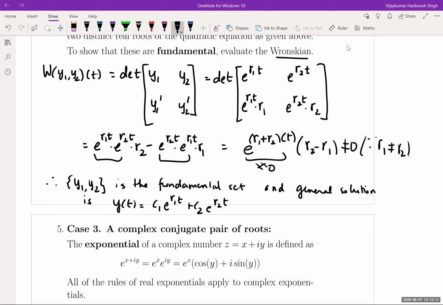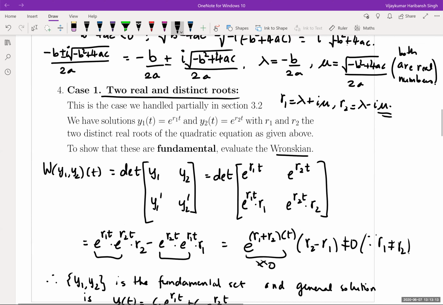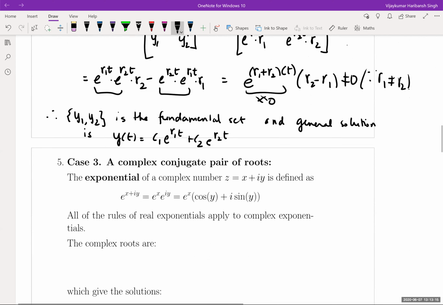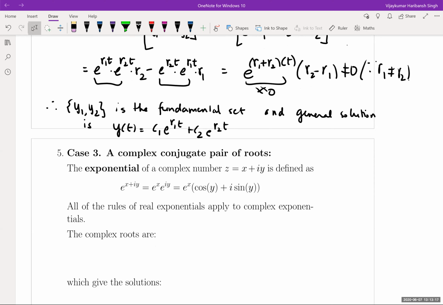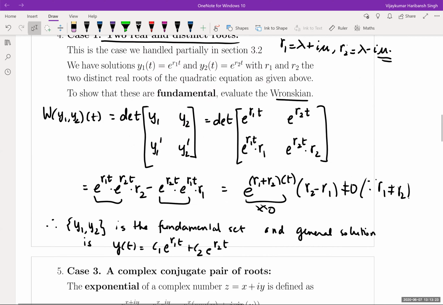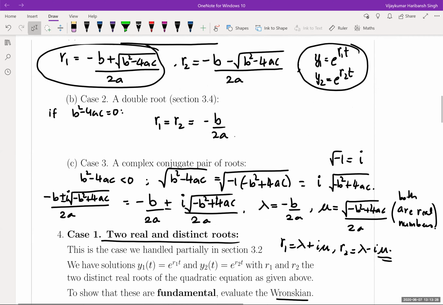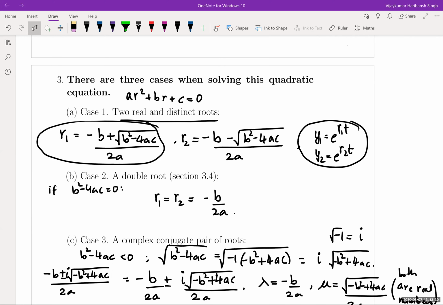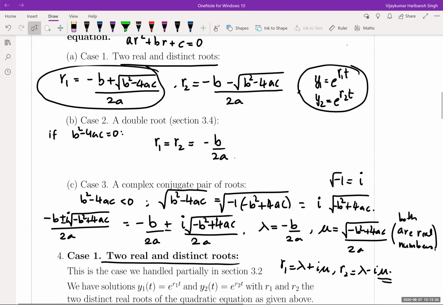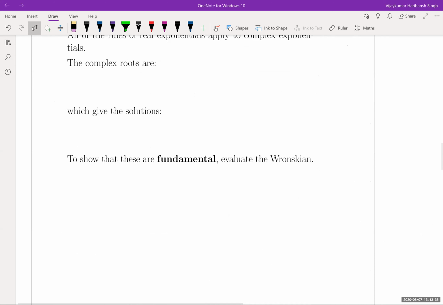Now, this was case one. Now I'll deal with case two, and then we'll deal with case three later on. So let's deal with case two. Sorry, case three. Case two, where these two roots R1 and R2 are equal, will be dealt with separately in the next section. But let's deal with case three now.